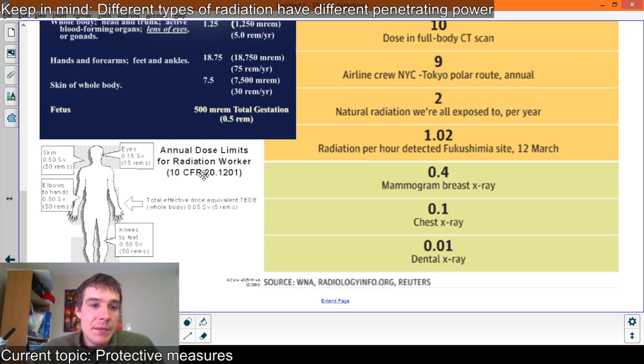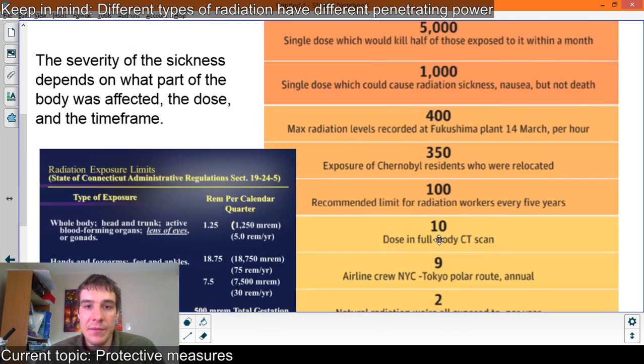Here's another one with an annual dose limit. You can see that the whole body, 0.05 sieverts, the same 5 rems, or 50 millisieverts. The eyes can take up to 15 rems. The skin can take up to 50, so 10 times more. Elbows and hands can also take up to 50, so also 10 times more, and same with knees to feet. But the vitals, where the lungs and the heart and the liver and all those guys are, can't take as much. Then over here we have a chart of radiation sources in millisieverts.